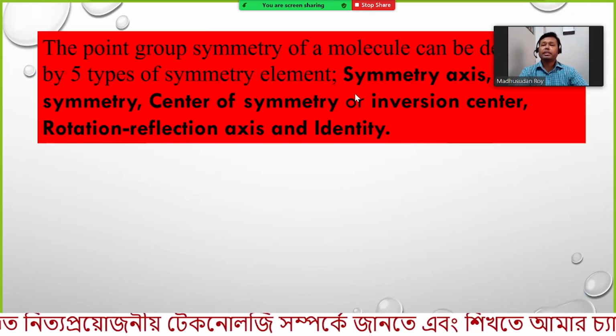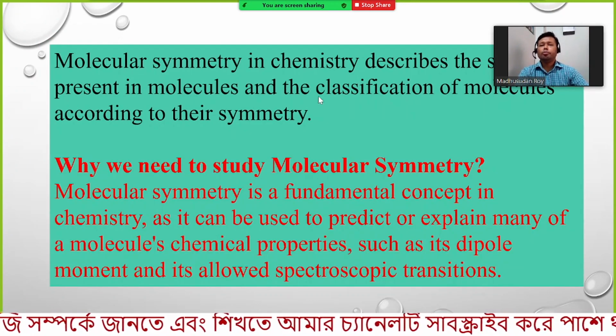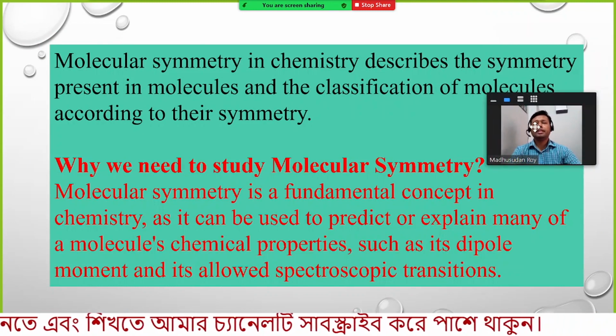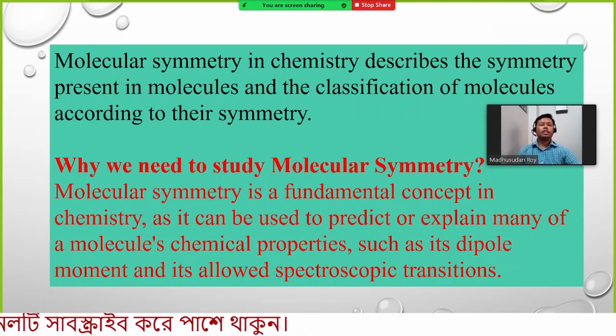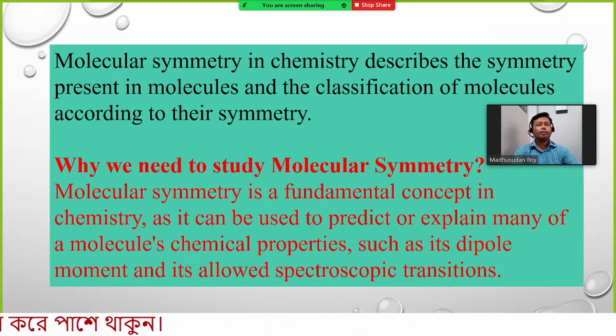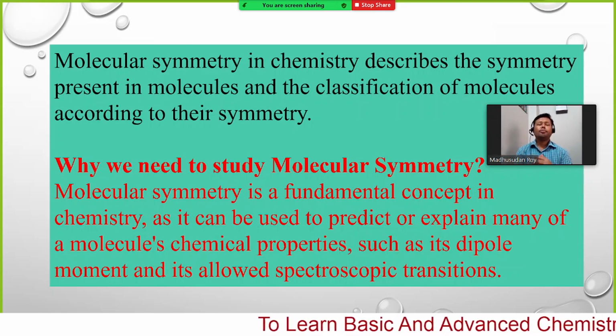This is a proper axis, a symmetry element. I have mentioned that molecular symmetry in chemistry describes the symmetry present in molecules and the classification of molecules according to their symmetry. That means what is molecular symmetry? Molecular symmetry describes the similarity which is available in a molecule, and if you have some similarity, then you can classify the molecules like the periodic table.